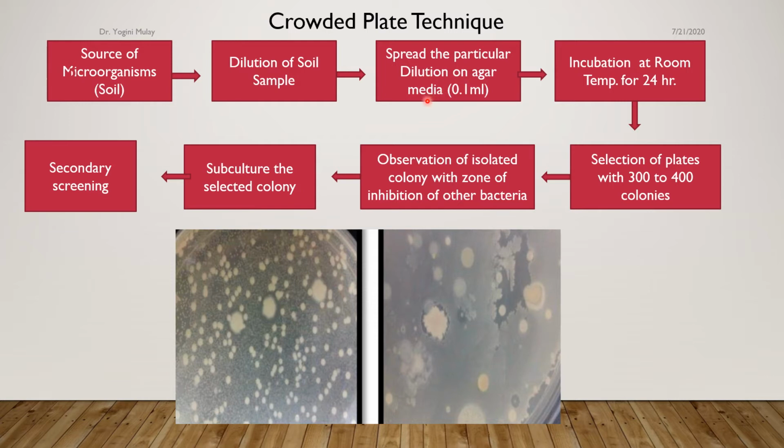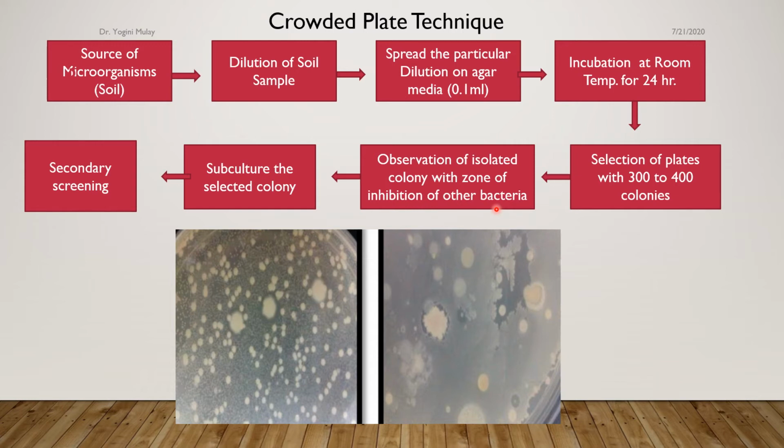For spreading purpose, you take 0.1 ml of diluted soil sample. Incubate those plates at room temperature for 24 hours. Then after incubation, select the plates having colonies around 300 to 400. Now, after selection of plates, you observe for the isolated colony with a zone of inhibition of other bacteria.